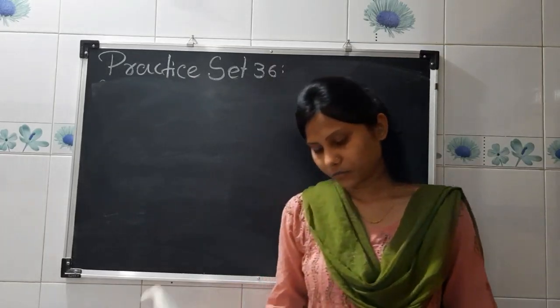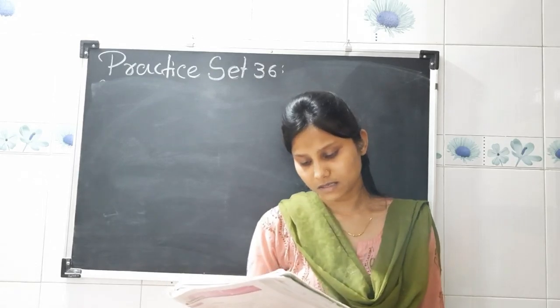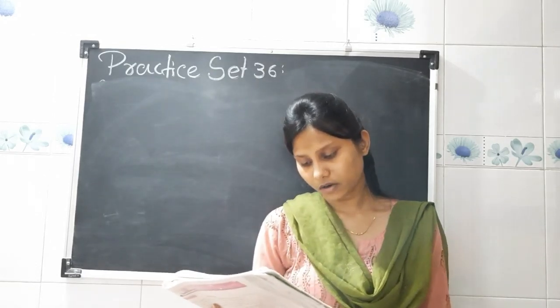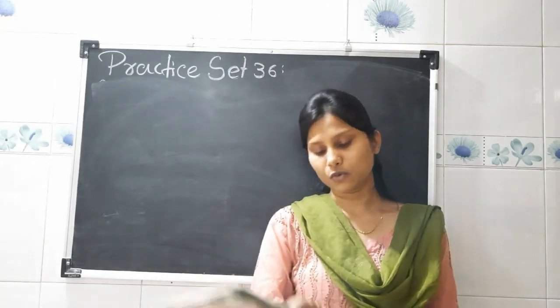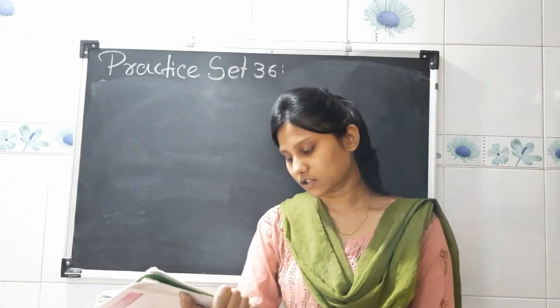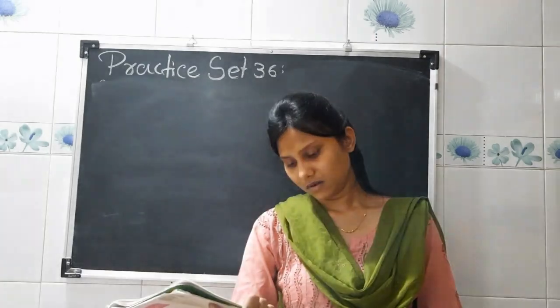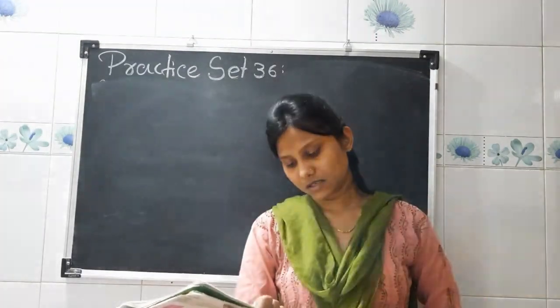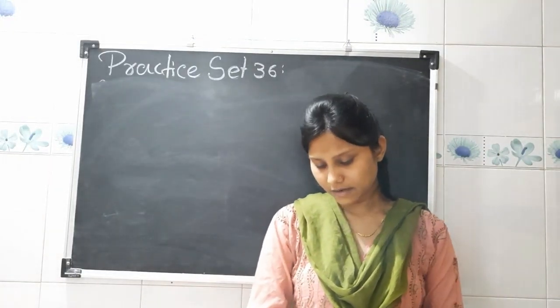Question number 4. The lengths of the sides of some triangles are given. Say what types of triangles they are. They have given you the lengths of all the sides of a triangle. We have to write whether the triangle is an equilateral triangle, an isosceles triangle, or a scalene triangle.